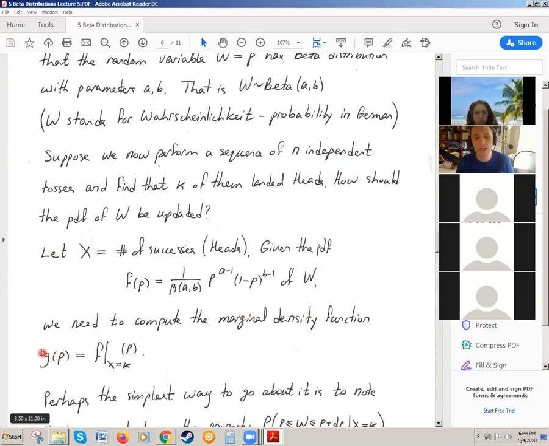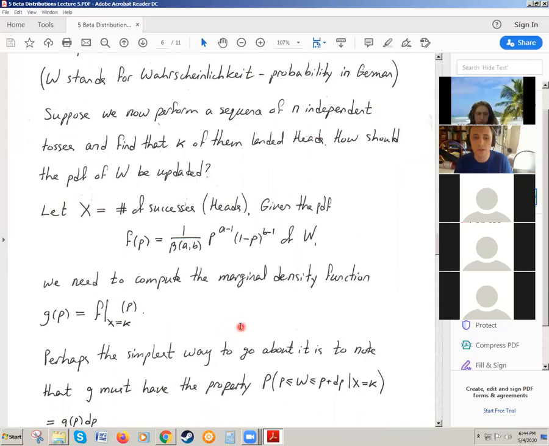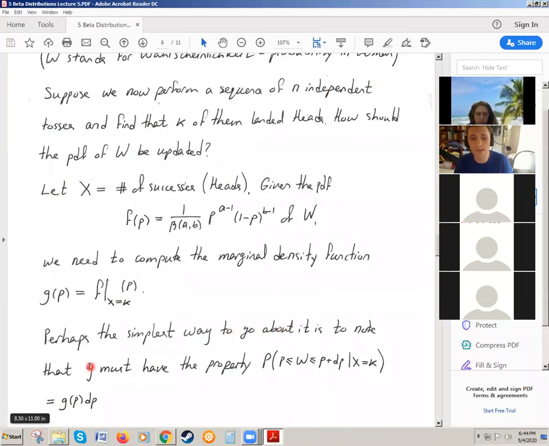So I need to figure out the density function for W given X equal to k. That's called the marginal density. We might talk a little bit about marginal density later on, but I think you will be able to follow this argument without the general description. So perhaps the simplest way to obtain this function g is to understand what property it must have. And that property is this: if W is between p and p plus dp, given X equals k, that is supposed to be g(p) times dp. Do you understand what I'm saying here?